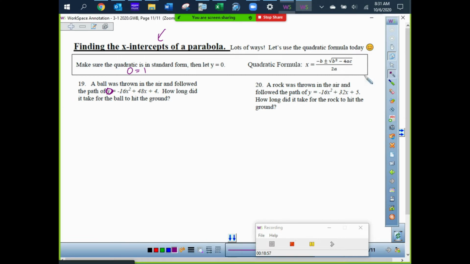Here's the hardest part about it. You got to know it. You have to memorize this quadratic formula. I have had way more success if students identify A, B, and C. Let's identify A, B, and C off to the side. A equals, B equals, C equals. Who's A? Negative 16. Who's B? 48. And C is 4. Here's how I've been doing the quadratic formula since I was in 8th grade, which was a long, long time ago.